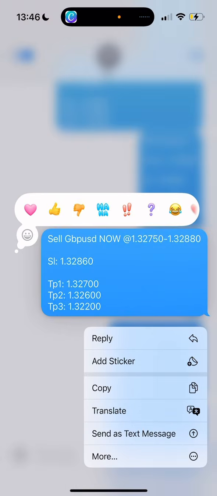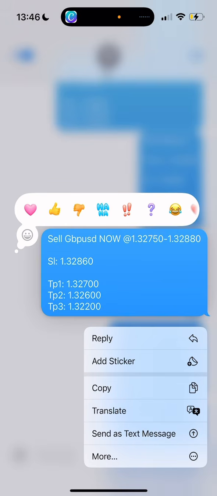So let us say you get this type of signal that has a range. As you can see, I have a range 1.32750 to 1.32880. How do I place the signal? First off, what you need to know is a range means anywhere in between. So if you come to the trade and it is in between 1.32750 and 1.32880, as long as it is either at that price or in between, you can place it.